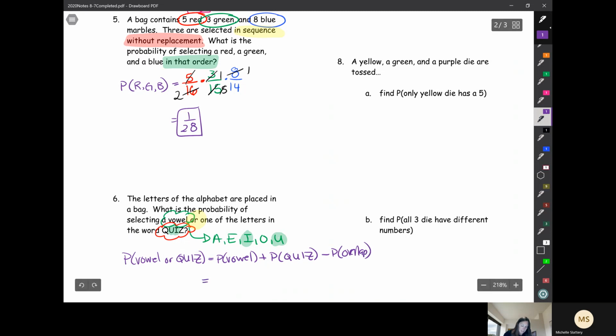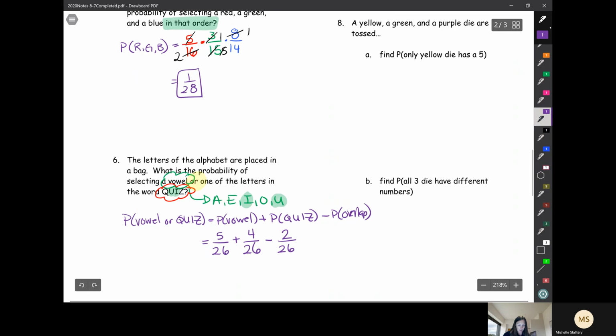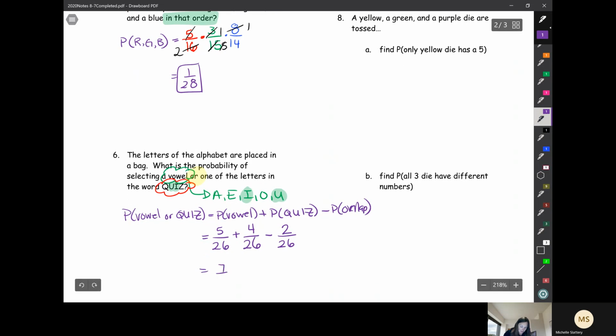Okay, so let's calculate. Well, what's the probability of choosing a vowel? We're only choosing one. So how many vowels are there in the alphabet? Well, we saw A, E, I, O, U, so we have 5. So we have 5 total out of 26. Plus, how many letters in the word quiz? There's 4 out of the total of 26 letters in the bag. Now minus the overlap. The overlap, there were 2 total overlapping letters. So we have the I and the U. So 2 out of 26 were counted twice. And then I just simplify that and I calculate. And when I simplify and I calculate, I get 7 over 26.